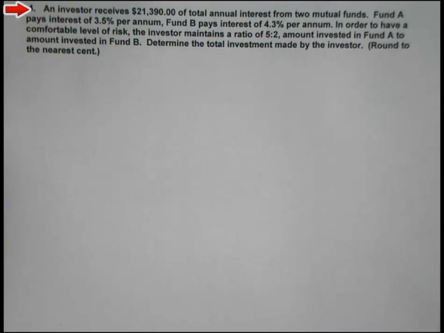Exercise 4. An investor receives $21,390 of total annual interest from two mutual funds. Fund A pays interest of 3.5% per annum. Fund B pays interest of 4.3% per annum. In order to have a comfortable level of risk, the investor maintains a ratio of 5 to 2, the amount invested in Fund A to the amount invested in Fund B. Determine the total investment made by the investor. Round to the nearest cent.